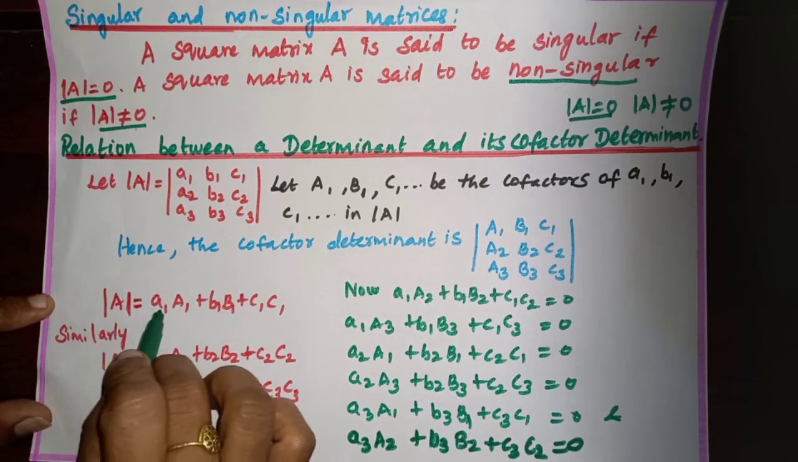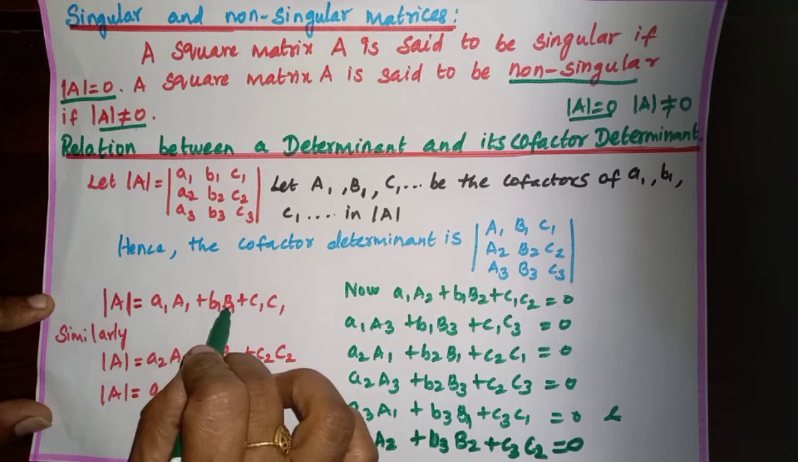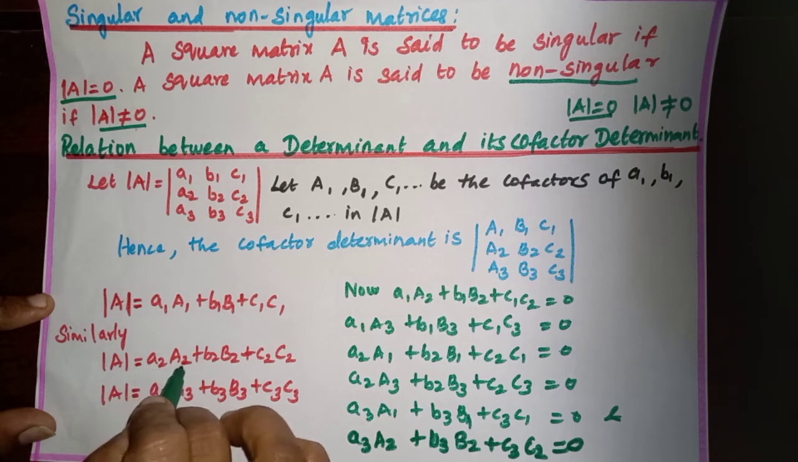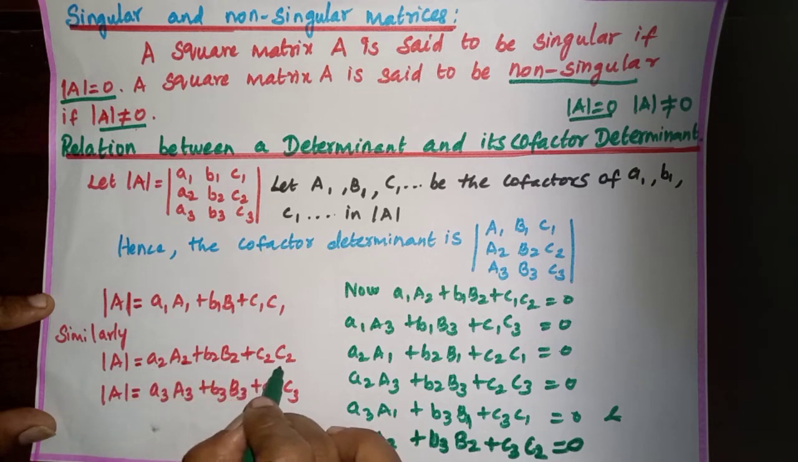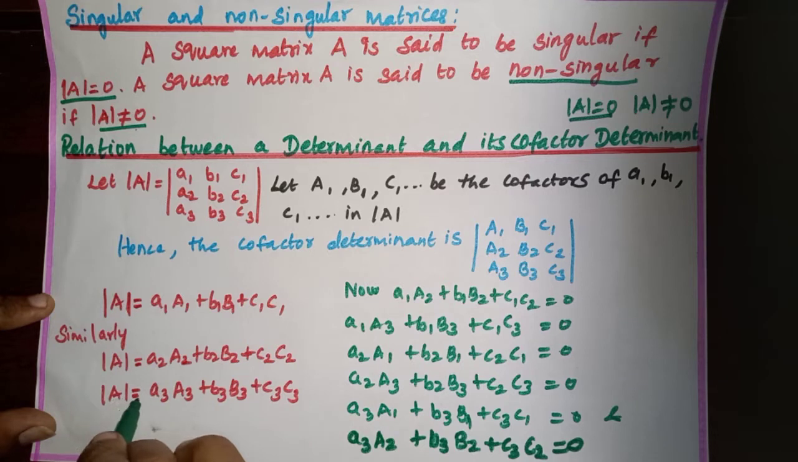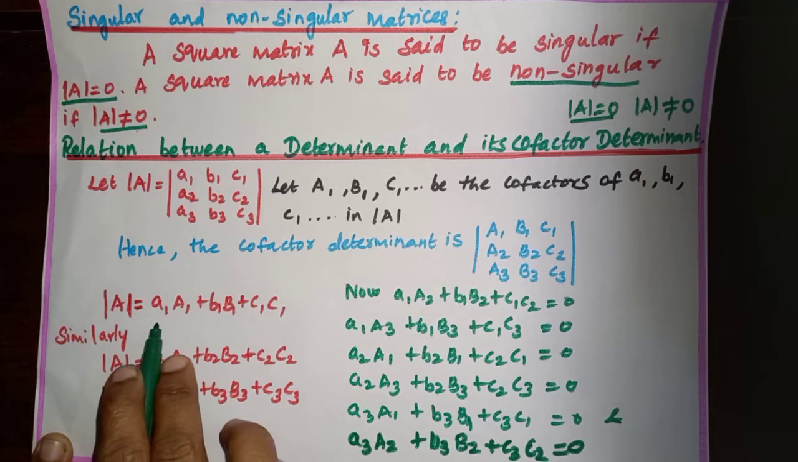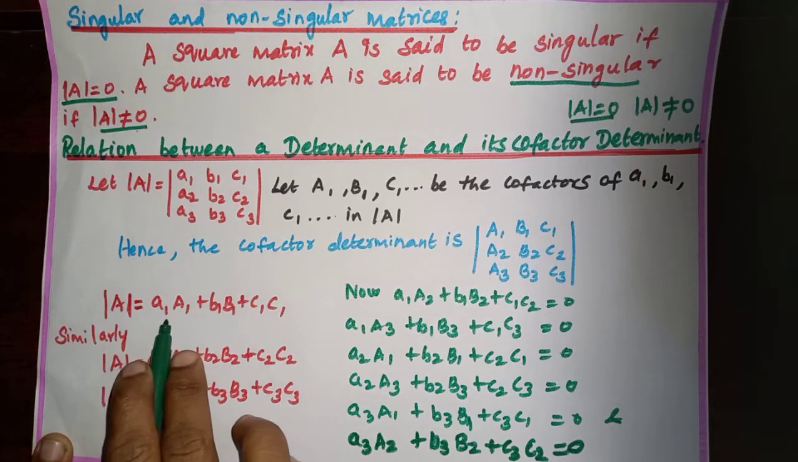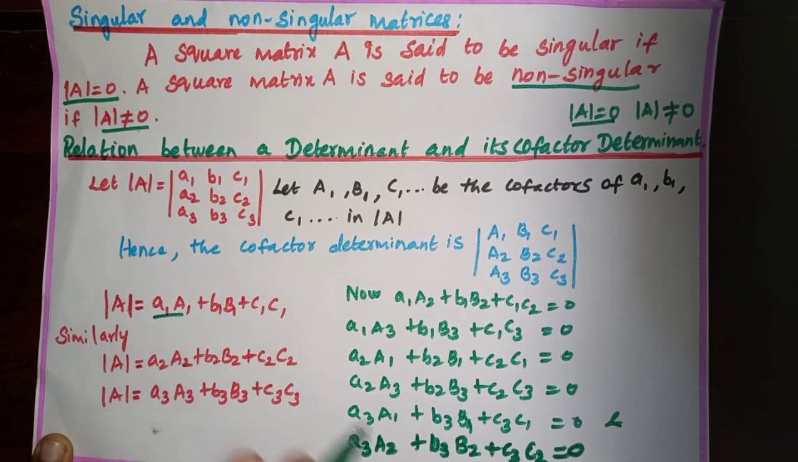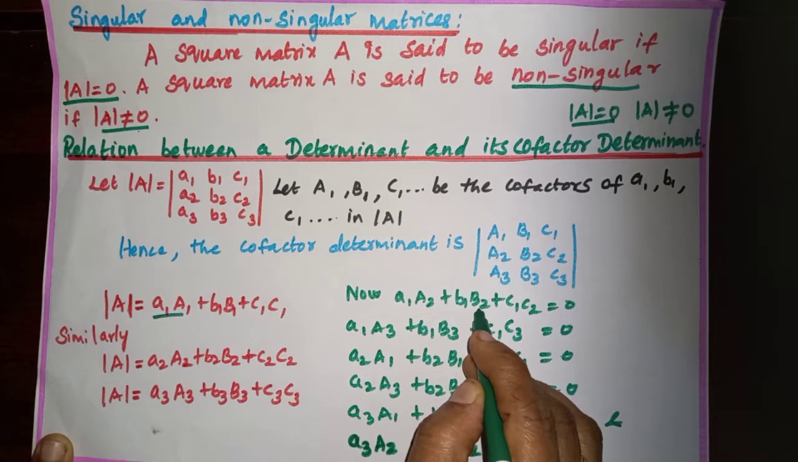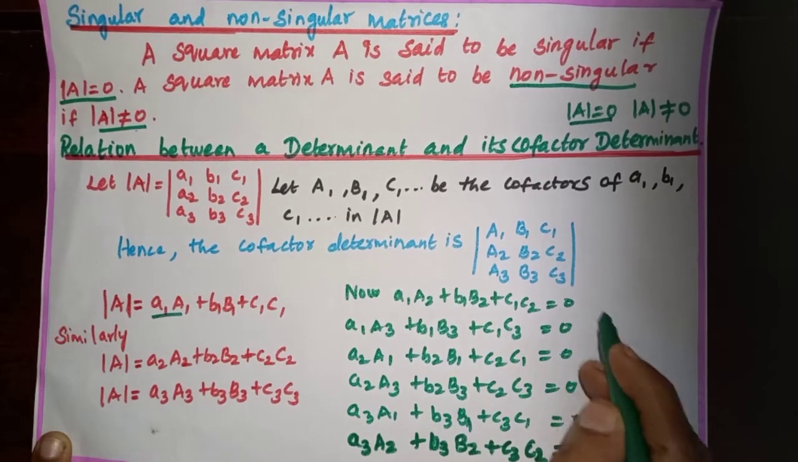Now, determinant of A equals a1 capital A1 plus b1 capital B1 plus c1 capital C1. Similarly, determinant of A equals a2 capital A2 plus b2 capital B2 plus c2 capital C2. Then determinant of A equals a3 capital A3 plus b3 capital B3 plus c3 capital C3. Note that the sum of the products of the elements of any row or column with the corresponding cofactors is the value of the determinant.